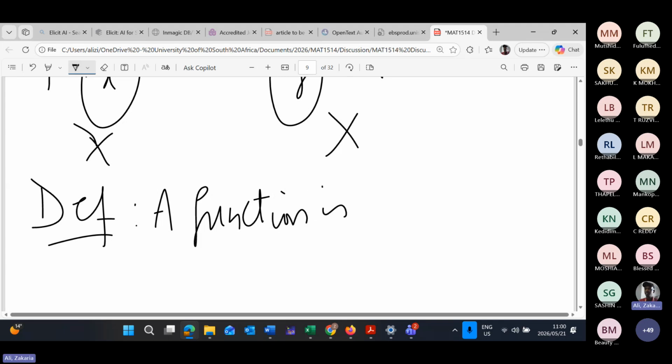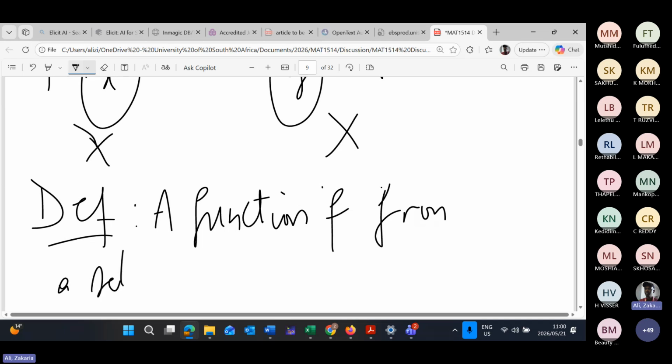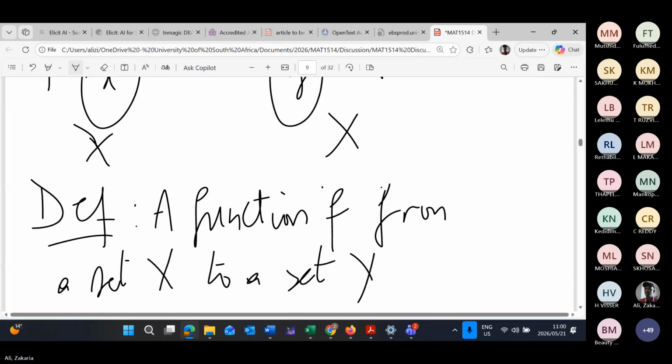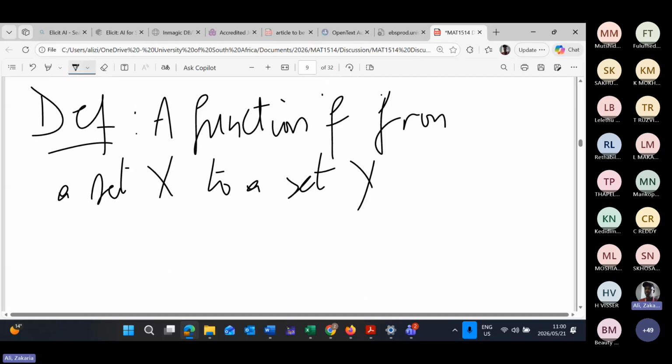A function may be denoted by f. Usually a function f is from a domain, or from a set X to another set Y. Basically we are imposing some rule. So we're just imposing some rule, and earlier on we said that it assigns.